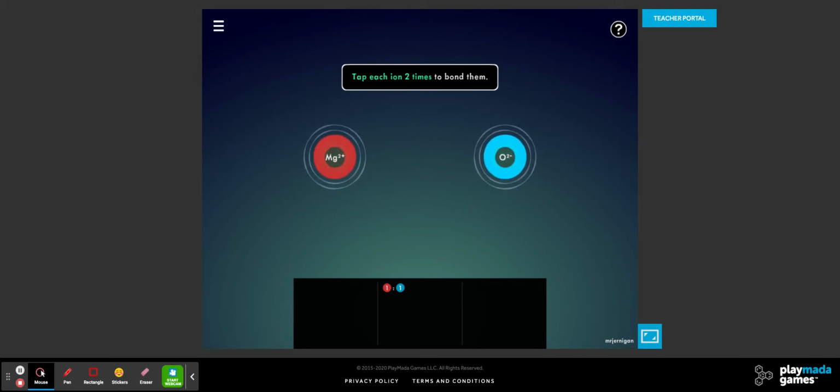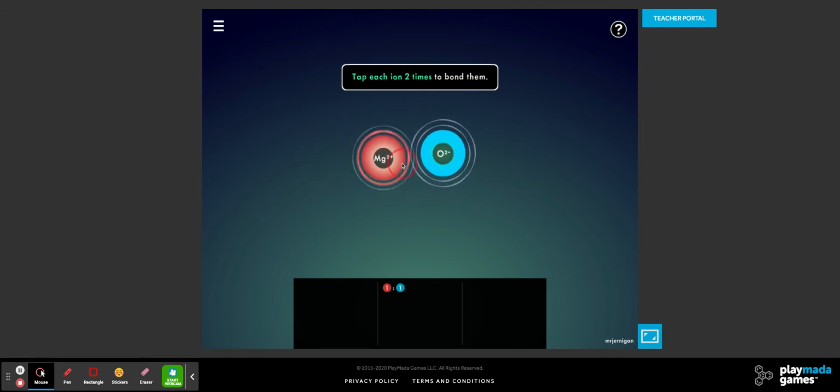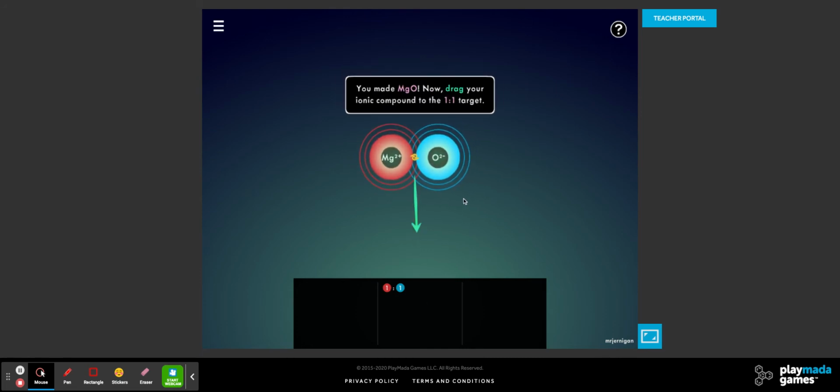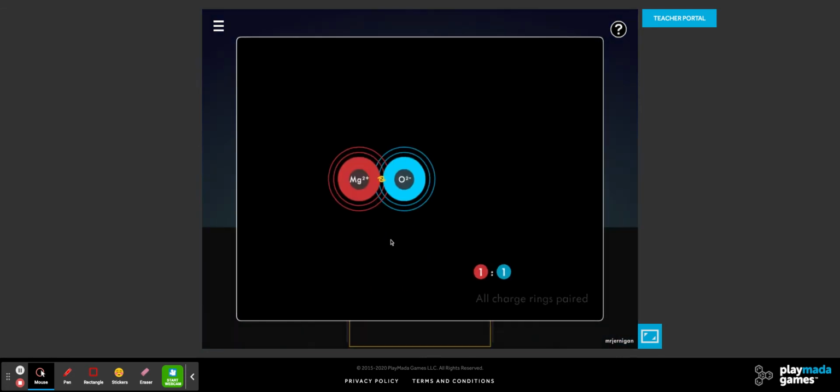So we're going to activate these 2 rings by clicking on it twice. And because magnesium is +2 and oxygen is -2, they have perfectly opposite charges. We only need one of each. And when we bring them closer together, once I turn on the charges, they attract and form a bond. And so the formula for magnesium oxide is MgO. It's MgO because we only have one of each of these 2 atoms.